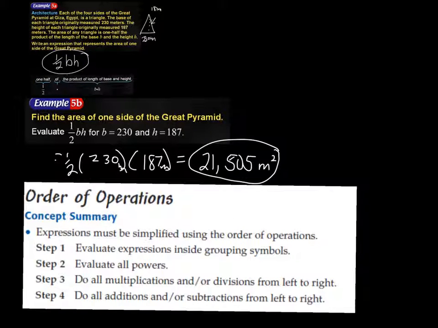So in summary, when simplifying with order of operations, we want to start with grouping symbols, evaluate all powers, do all multiplications and/or divisions from left to right, and then do all additions and/or subtractions in order from left to right. PEMDAS.